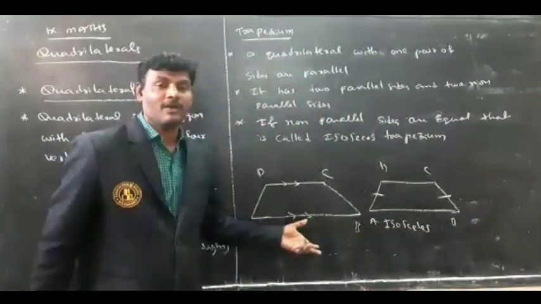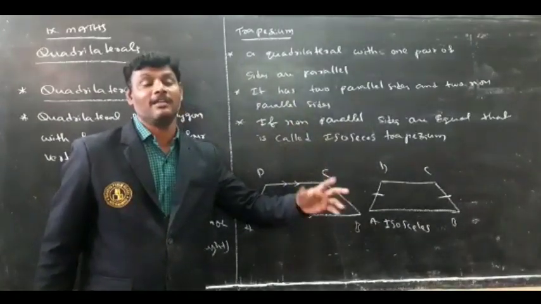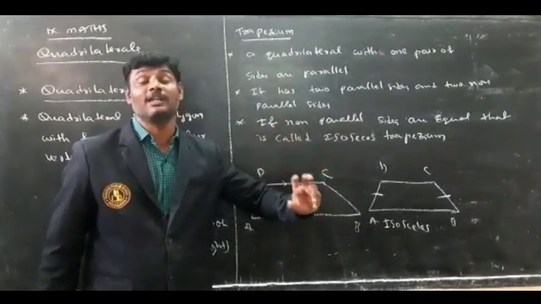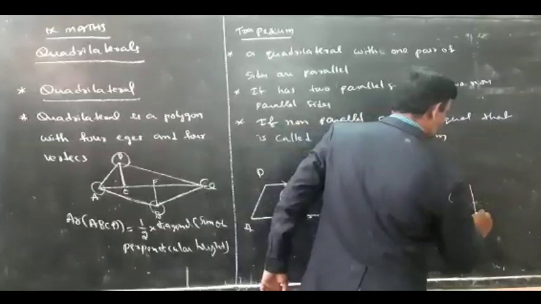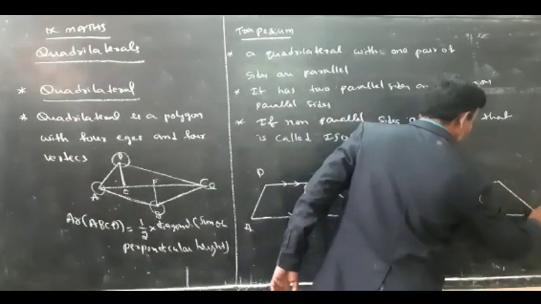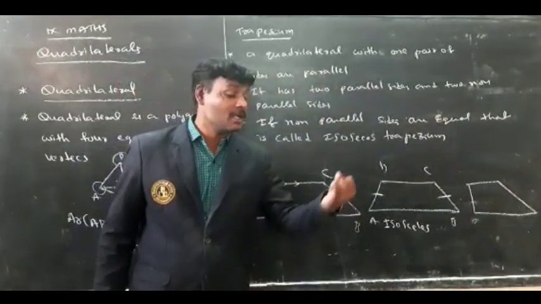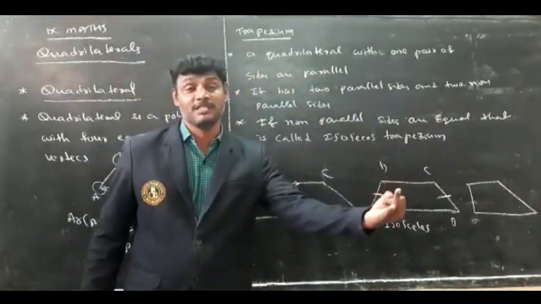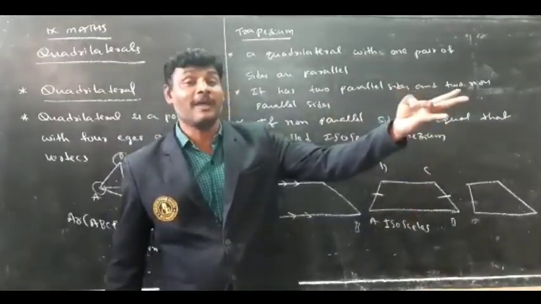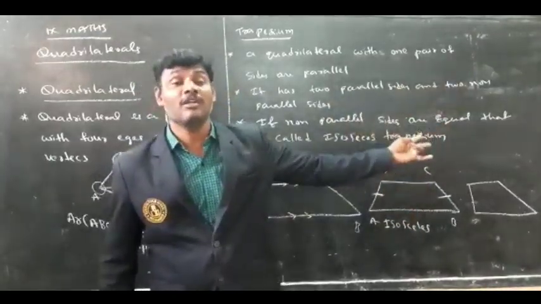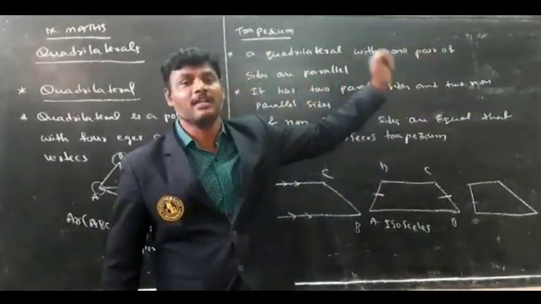In a trapezium, one pair of lines are parallel and the other pair is non-parallel. If the non-parallel sides are equal, that is called an isosceles trapezium. If in a trapezium one angle is 90, that is called a right trapezium. So what are the types of trapezium? Trapezium, isosceles trapezium and right trapezium.